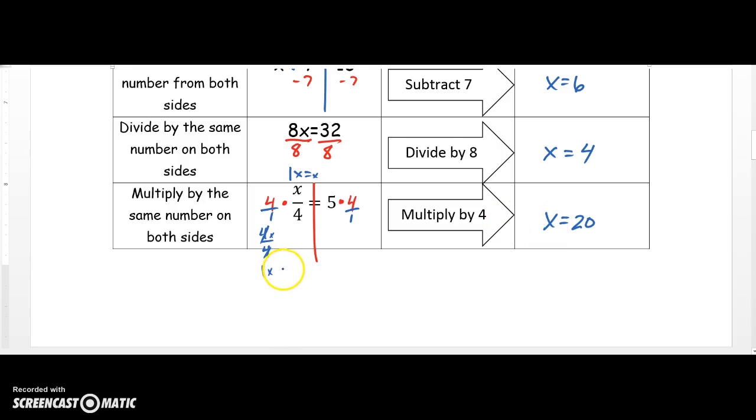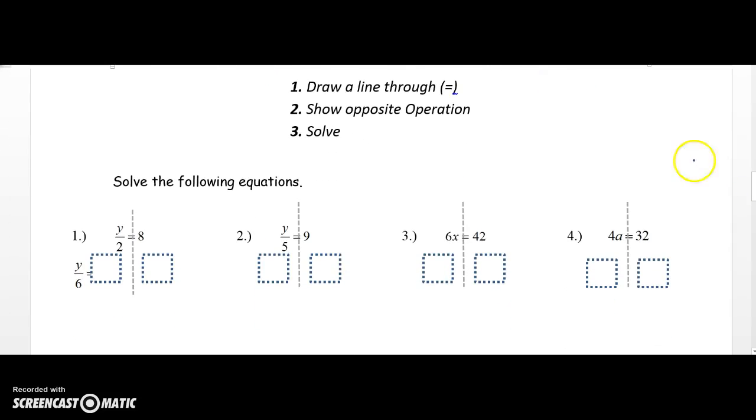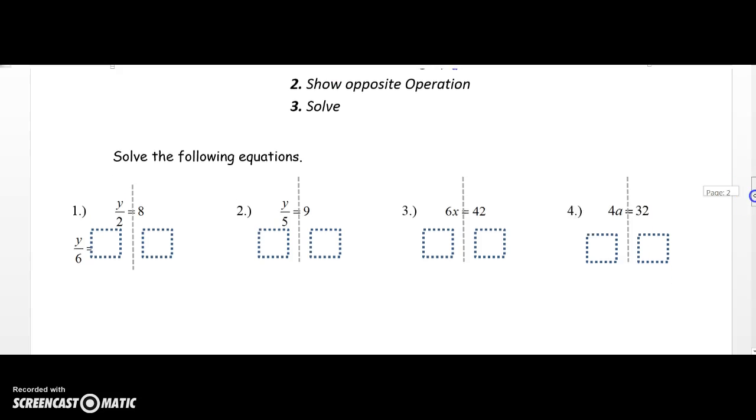Now this may be a little confusing right now, but let's go on and try a couple sample problems. Now again, the same steps. 1, draw a line through the equal sign. 2, show the opposite operation. And 3, solve. Let's go on and take a look.